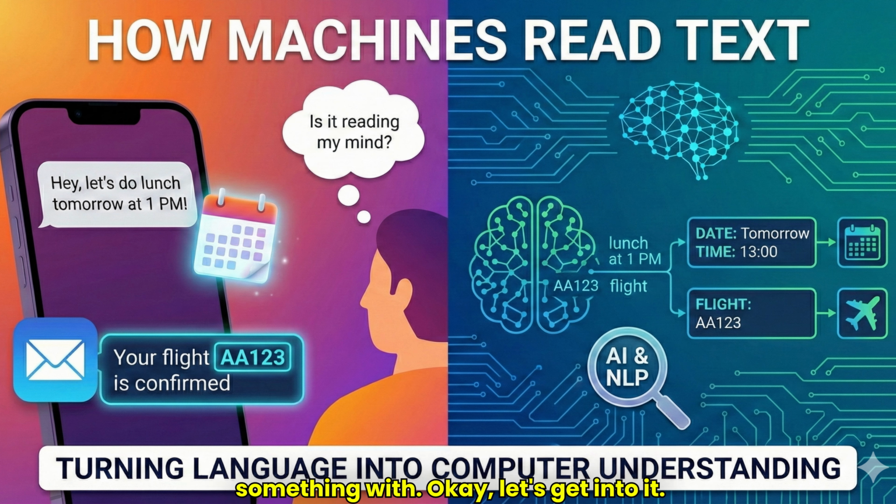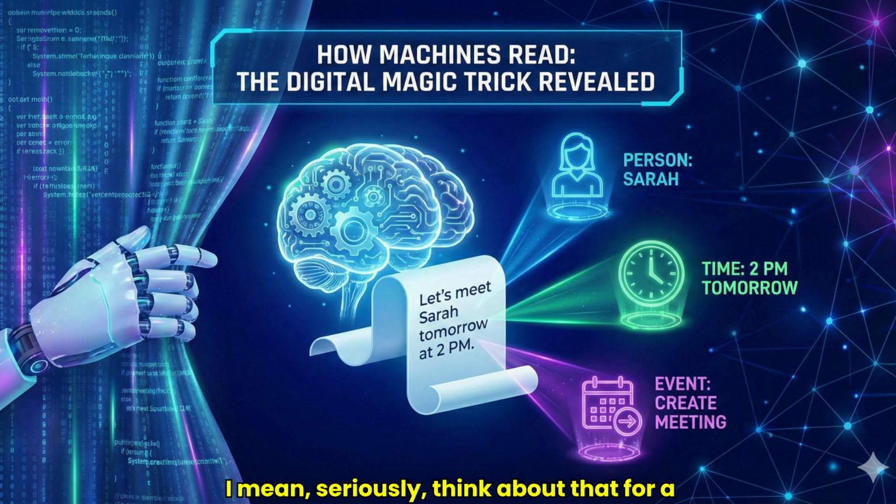Okay, let's get into it. I mean, seriously, think about that for a second. How does a machine look at a simple sentence like this and just know that Sarah is a person, that 2 p.m. tomorrow is a specific time, and that the whole point is to create an event? This is the exact puzzle we're going to solve today. We are pulling back the curtain on how this digital magic trick really works.